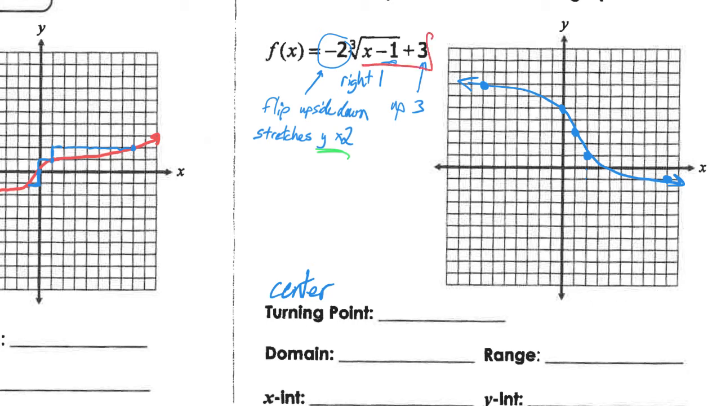So the turning point, this is like the center point, and that's straight off of the equation. Right? These numbers here will give you the center point. So that center point is at +1 and +3. The domain goes forever to the left, forever to the right, so that's all real numbers. Range, all real numbers as well, goes forever down, forever up.